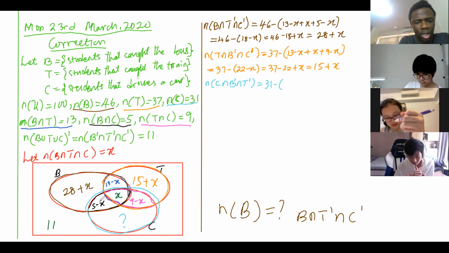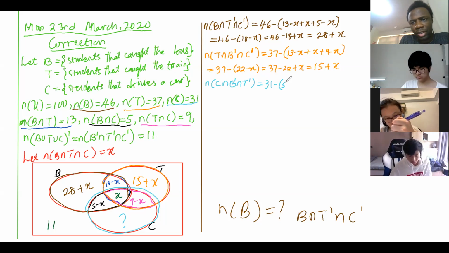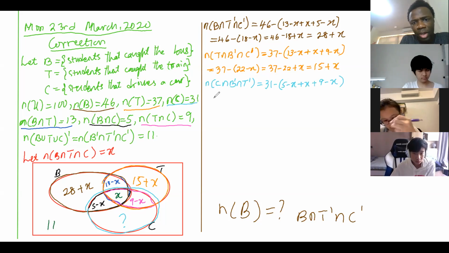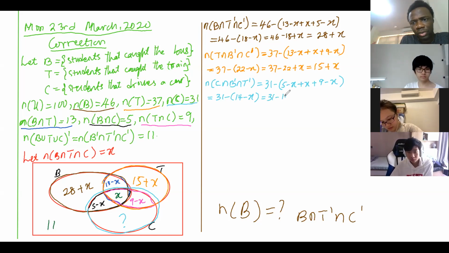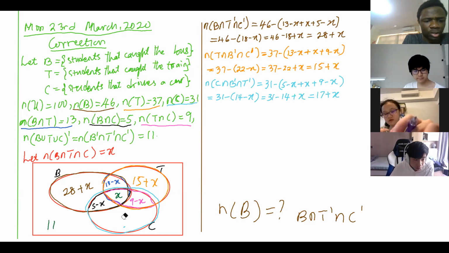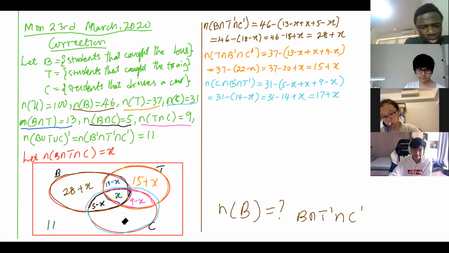We're going to take this out of it. So we combine them in a bracket, 5 minus x plus 9 minus x. So that will be 31 minus, so this minus x plus x is gone again. So 14 minus x. So that will be 31 minus 14 plus x. What is 31 minus 14? Is that 17? Yeah, 17. So this is 17 plus x.